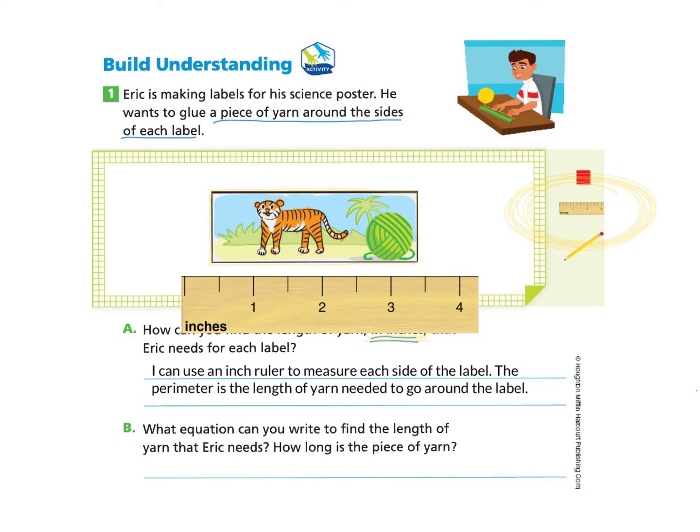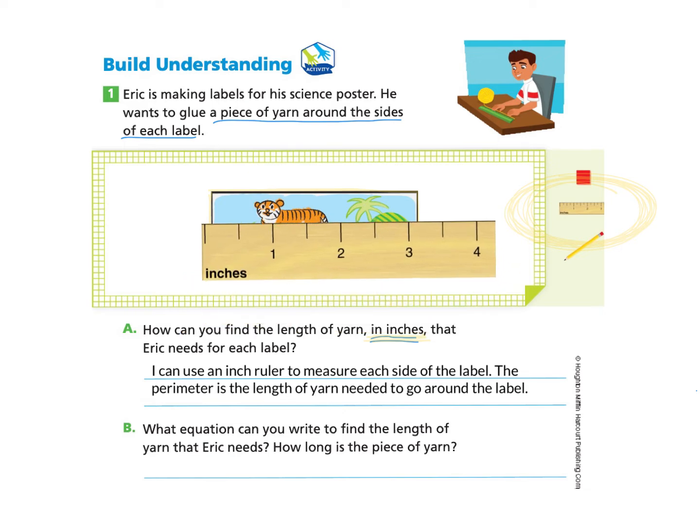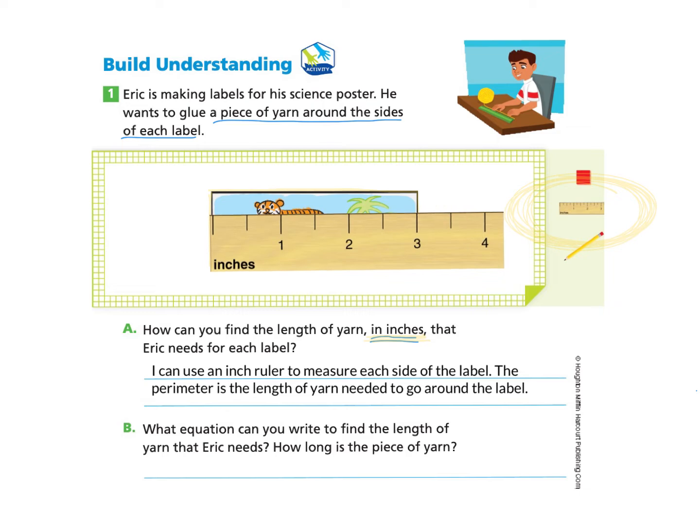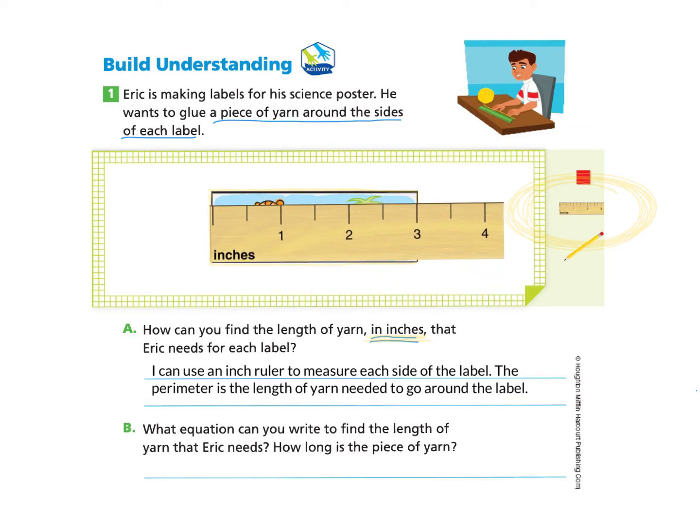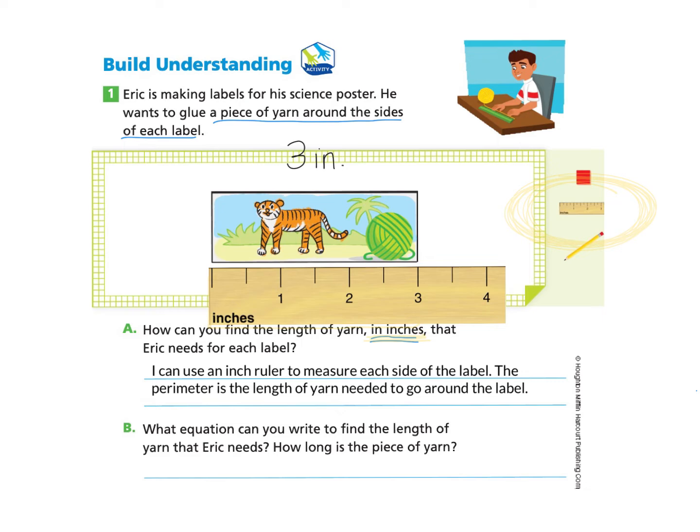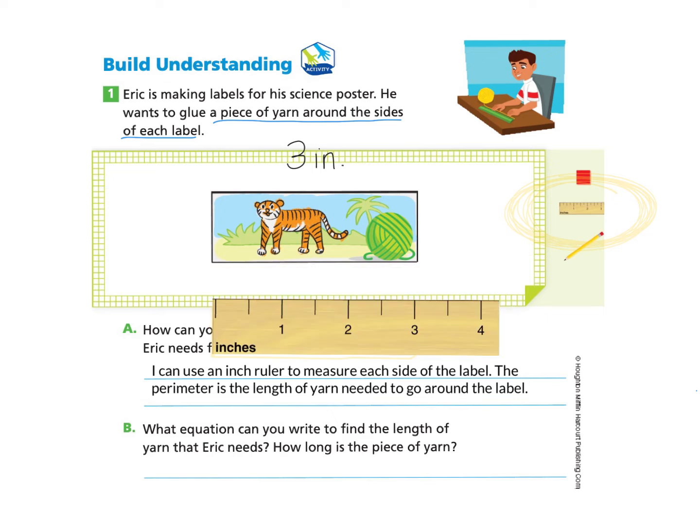I will start by measuring the top side first. So I align my ruler to the top of the label. When I measure the top side, I find that it is 3 inches. When I measure the bottom length, I also find that it is 3 inches, which I know because a rectangle has 2 sides that are both the same length. So I will write 3 inches for the bottom length.